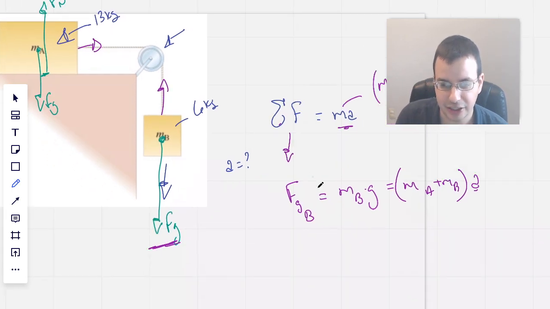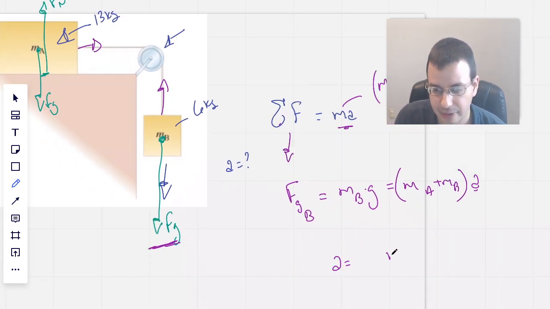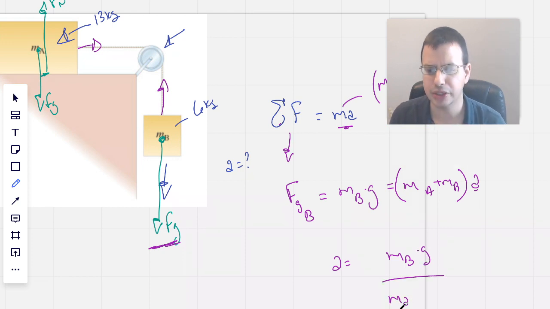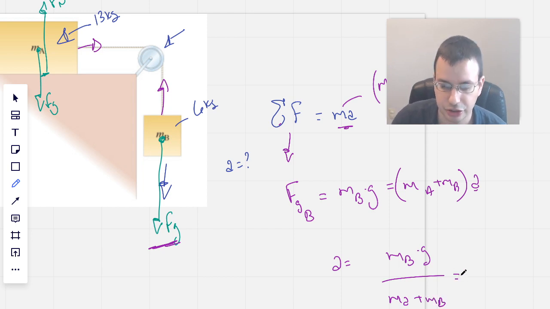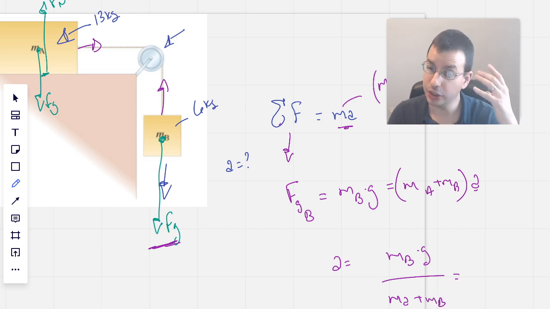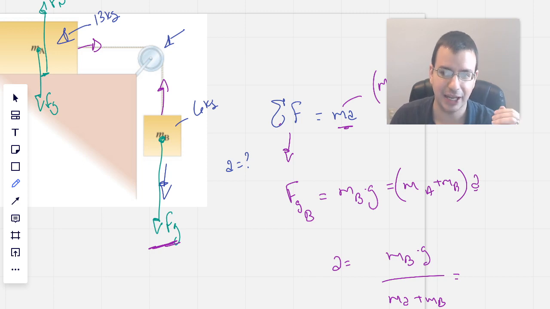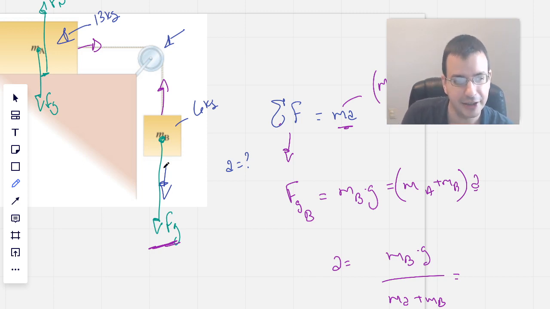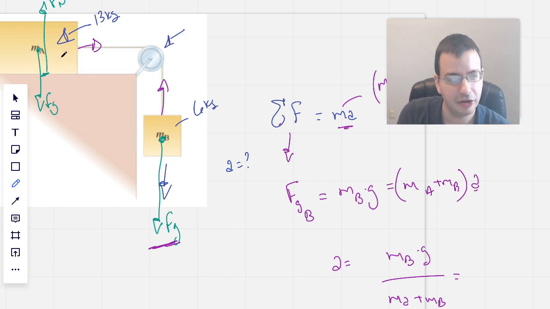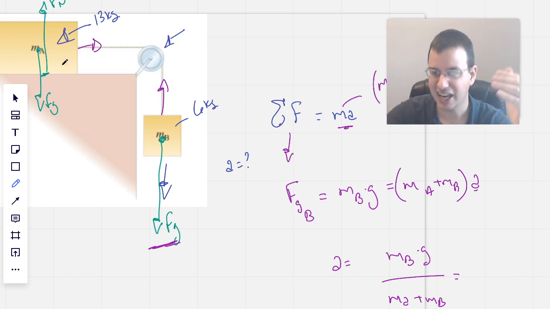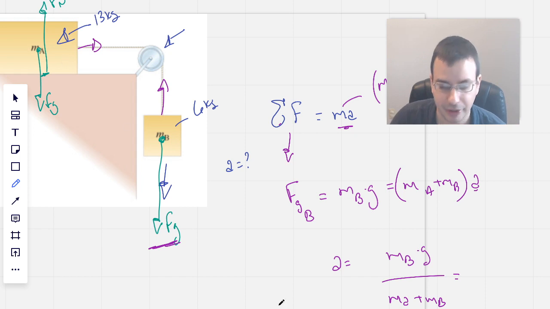And then simplifying this, looking for the acceleration, we have mass B times gravity all over mass A plus mass B. Okay, looks good so far. And intuitively, we should be getting something that's less than 9.81 meters per second squared, because if M_B was just falling, then it'd be 9.81, but it's also accelerating this block M_A up here, which is an extra mass that needs to be accelerated. So ideally, we should be getting something less than 9.8.